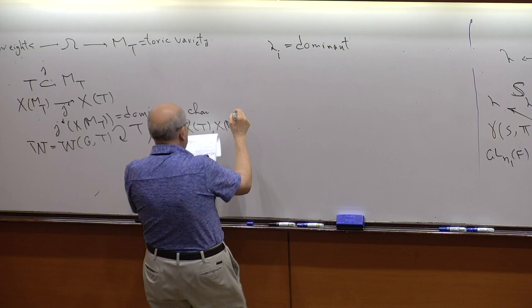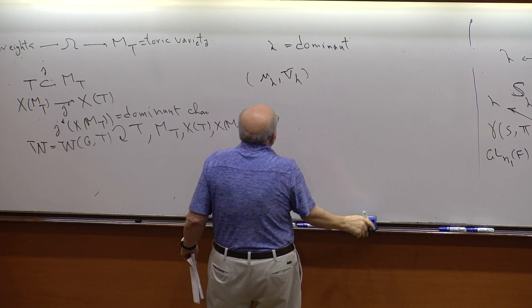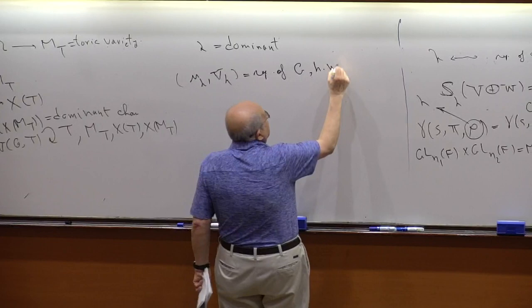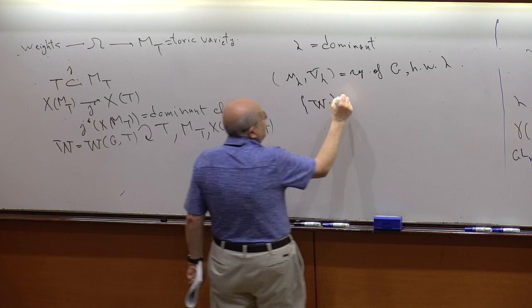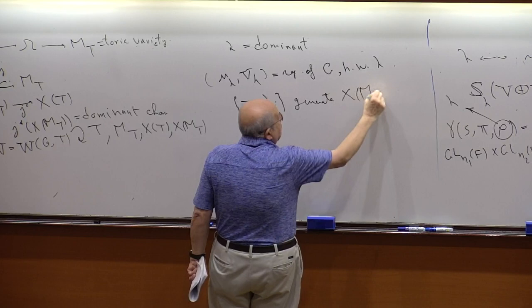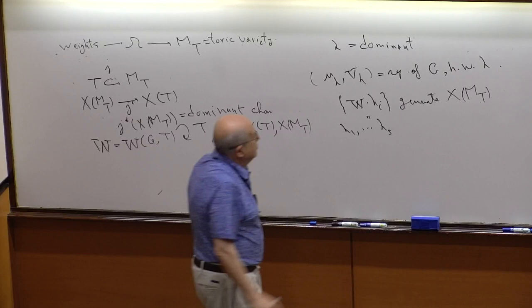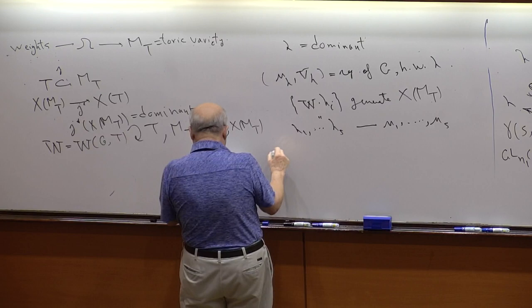So let me denote this by mu sub lambda. Let me call this just lambda. A representation of G on this space with the highest weight lambda. And then you find a finite number of elements such that if you take W acting on these, this set generates all of X of MT. So we will choose them, let's call them lambda 1 all the way to lambda S. And then you will get representations mu 1 all the way to mu S. And then you define mu to be equal to the direct sum of these representations.